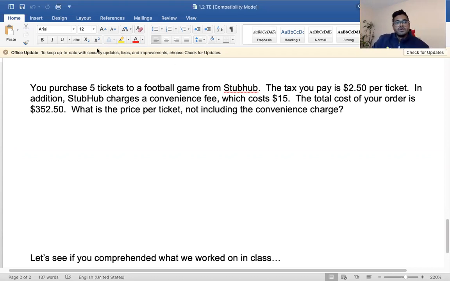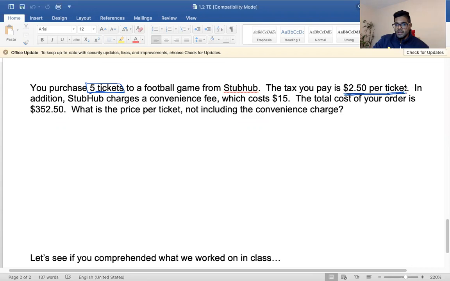Okay, so we've got a lot of information here. Let's try to dissect some of this. So what's the important information? Well, we got 5 tickets. That's probably pretty important, right? We know how many tickets we bought. You pay $2.50 per ticket. Now, why am I emphasizing the per ticket part?